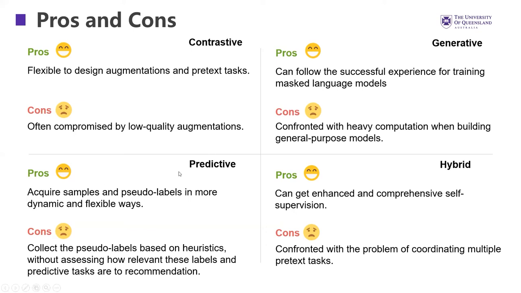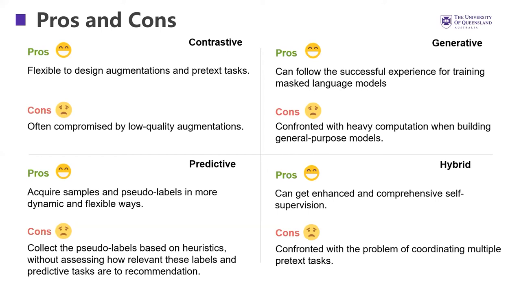For the predictive methods, the pro is that this type of method can generate samples and pseudo labels in more dynamic and flexible ways. As you can see, in generative or contrastive methods, we generate augmentations in a static way.